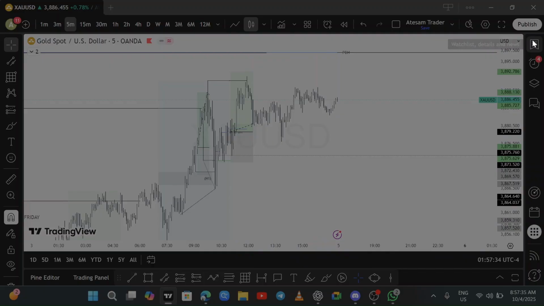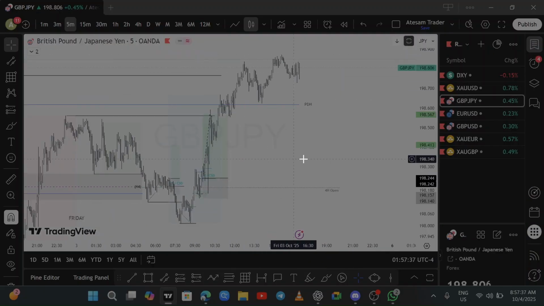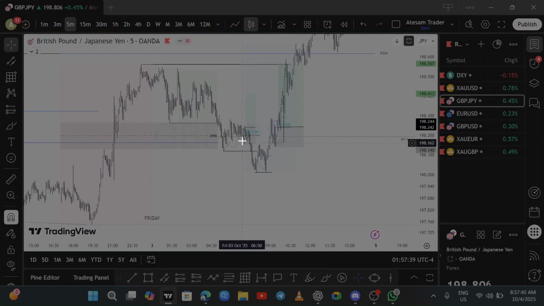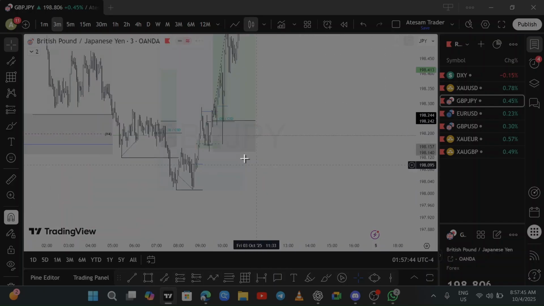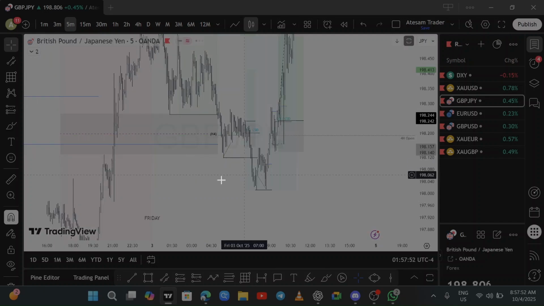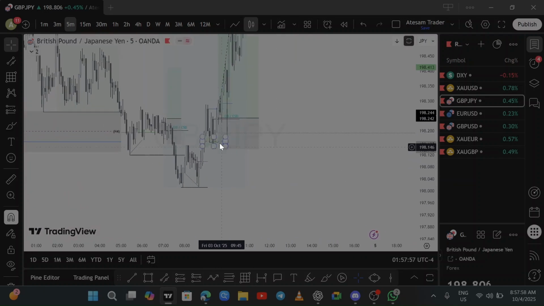And the second, this GBP trade is not valid. Totally not valid. For this trade, I took the 5 minute change in state of delivery and got impatient here. We did not wait to close this candle, and there was no confirmation. But I took the entry and justified it by this order block. This is not the order block. An order block is supposed to be like this.